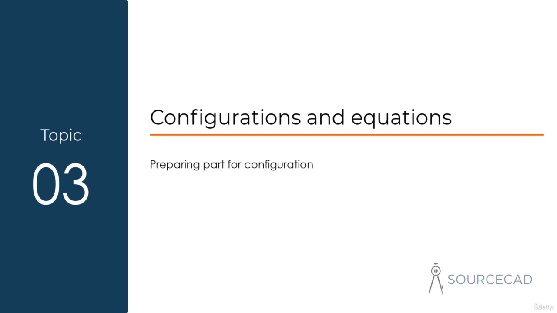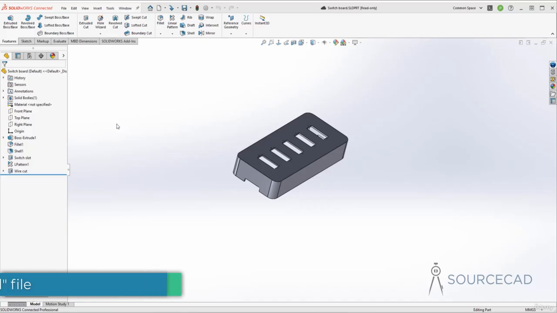So let's now talk about simple configurations. Using configuration, you can create variations of a single part file. For example, here we have a simple switchboard with 5 slots for our switches. Now consider a situation where we want to use the same part for different number of switches. Maybe we want a configuration for 3 switches and then maybe another one for 7 switches.